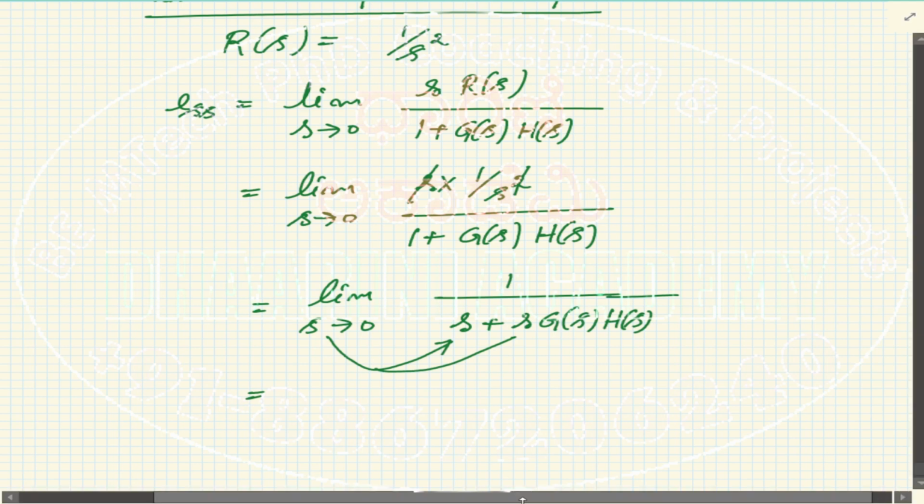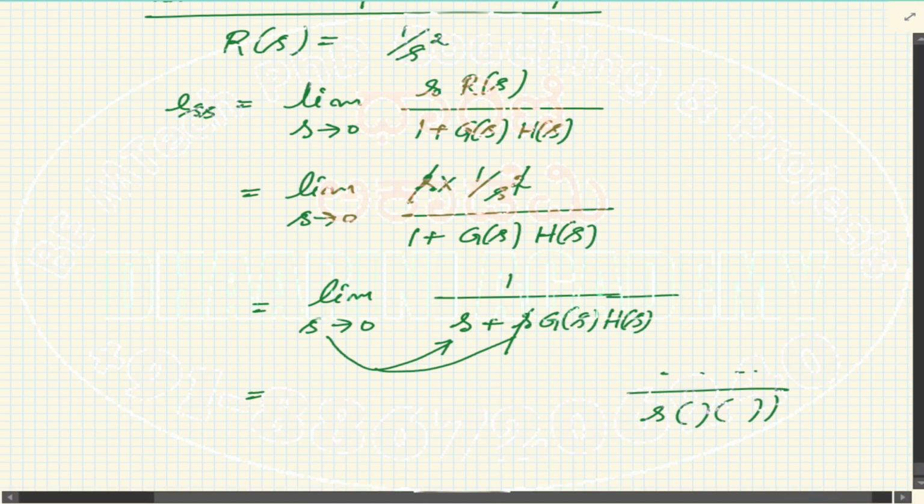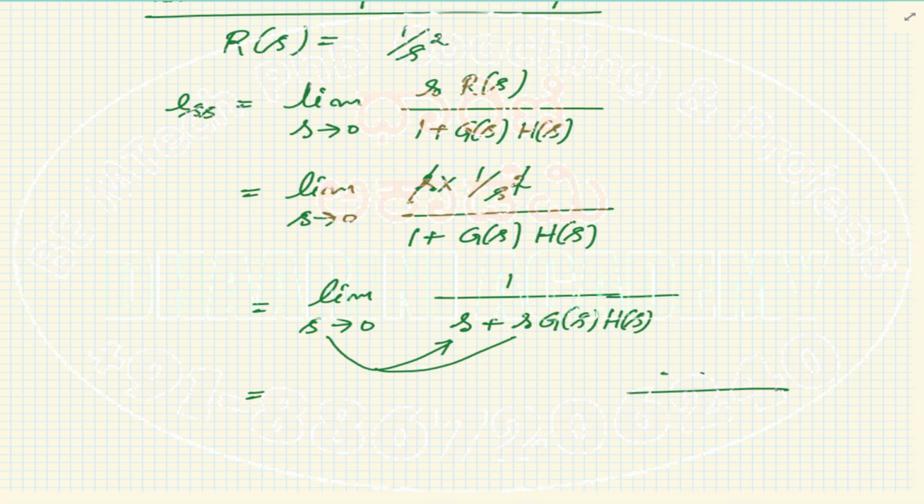This is because in the g of s, I have some numerator, some terms, but the denominator could be s into something, correct? In that case, this s and this s will get cancelled, and I still have g of s into h of s as a finite value. It's not 0. So we are not allowed to cancel the s into g of s into h of s simply because s goes to 0.